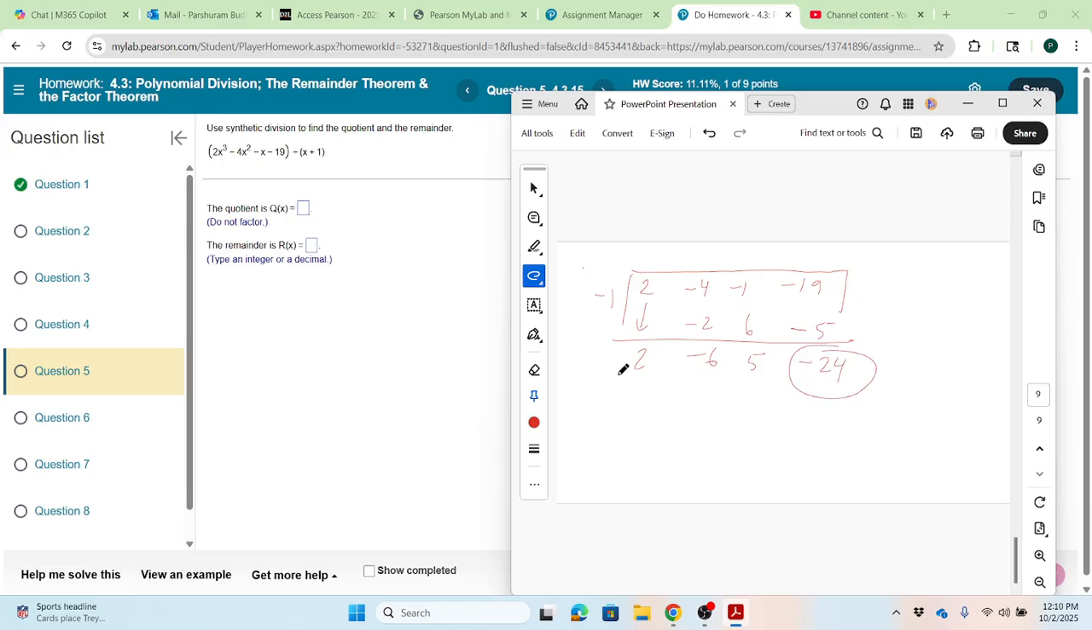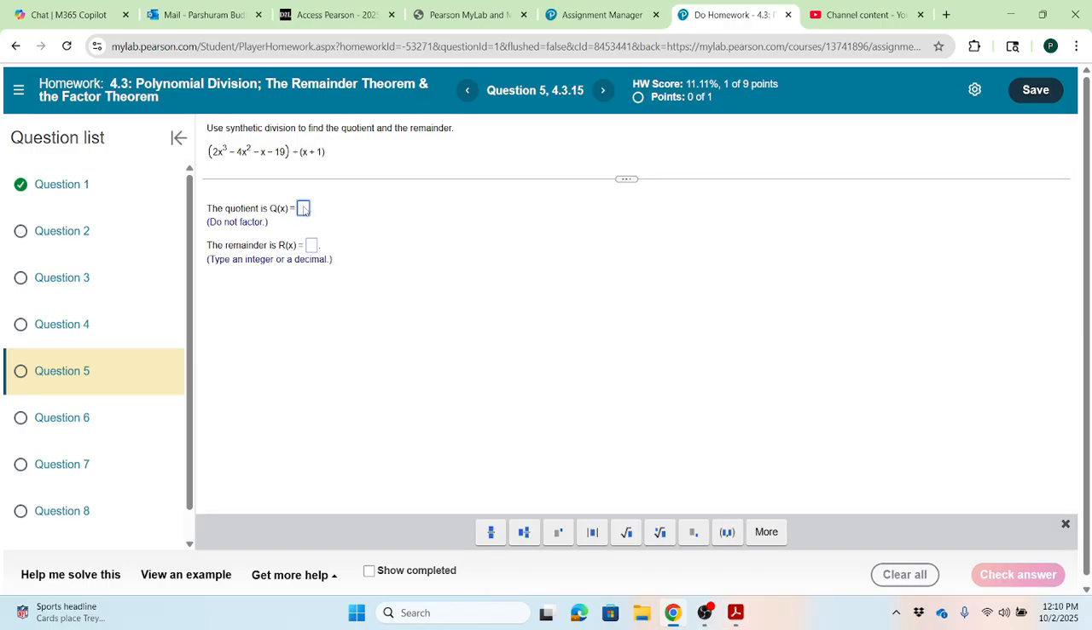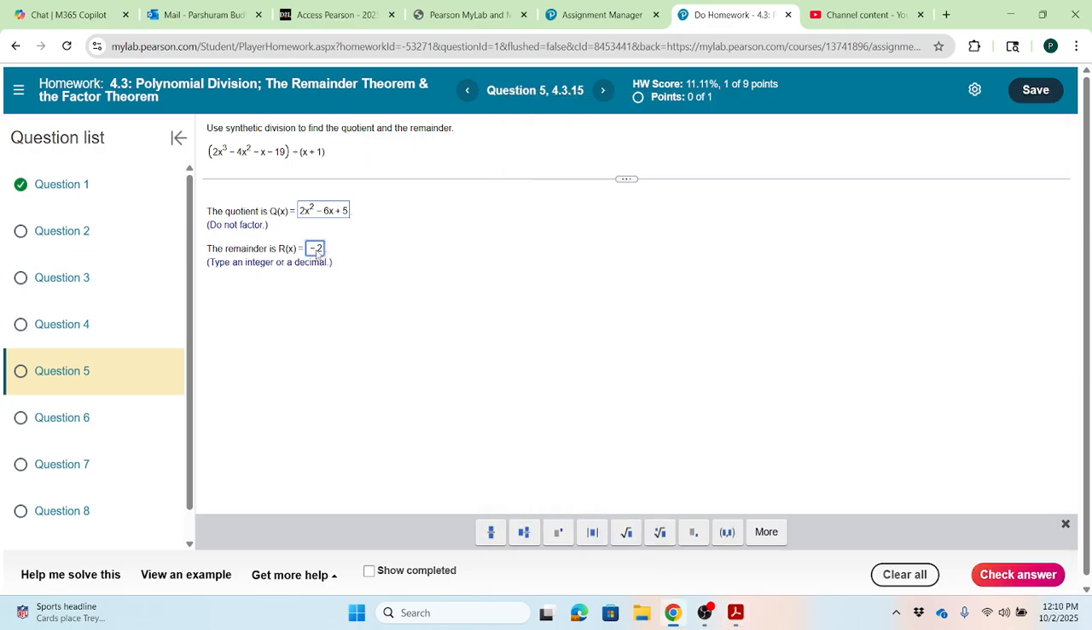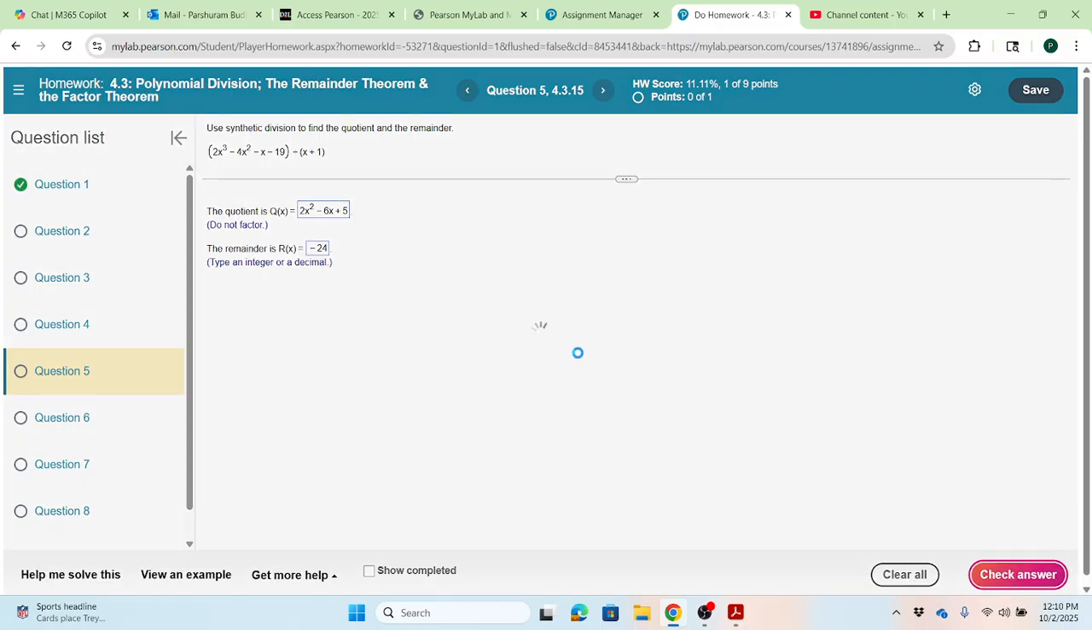This is the remainder, and the rest is the coefficient of the quotient, and this is the quotient. So q of x is 2x squared minus 6x plus 5. That's the quotient, and then the remainder is negative 24, sorry, negative 24.